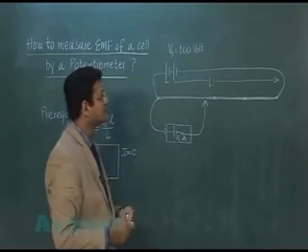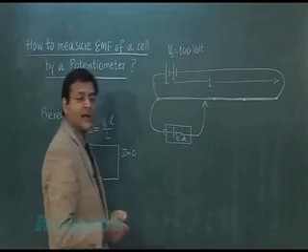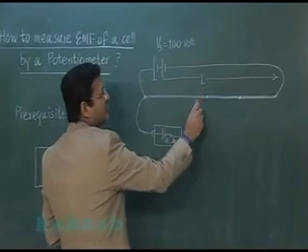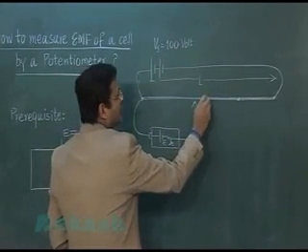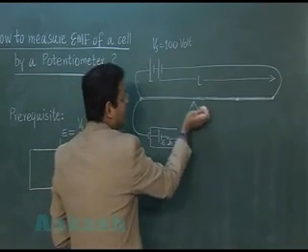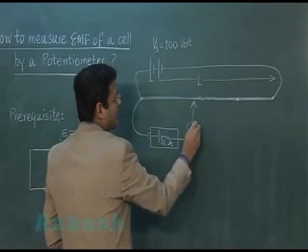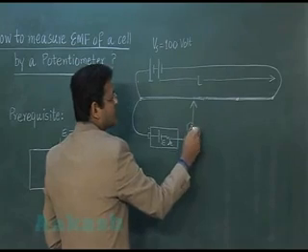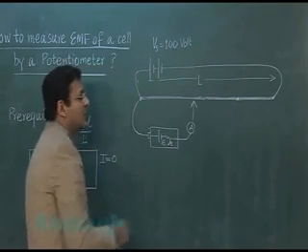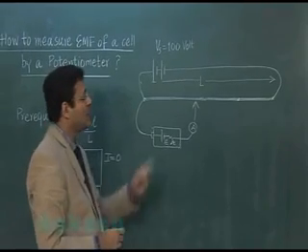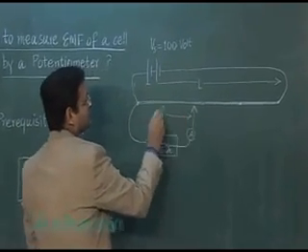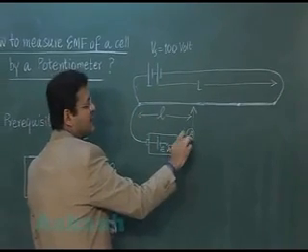You understand? Now your work is to find a null point. Null point means you have to connect the jockey to a point where you will find that an ammeter connected to this shows no reading. In this experiment you have to find that point where this ammeter will show zero reading.